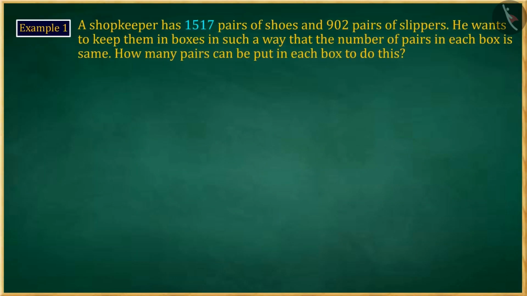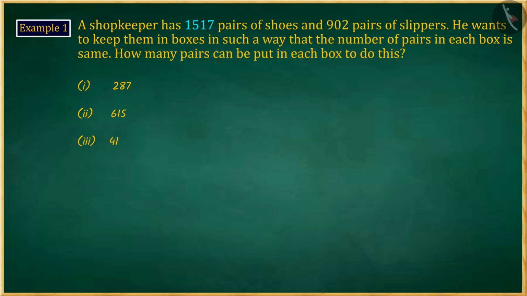Example 1. A shopkeeper has 1,517 pairs of shoes and 902 pairs of slippers. He wants to keep them in boxes in such a way that the number of pairs of each type of footwear remains equal. How many pairs can be put in each box to do this? Pause the video to solve the question and then match your answer.